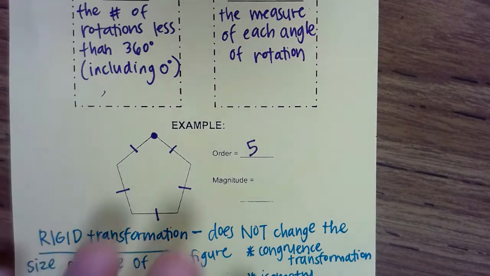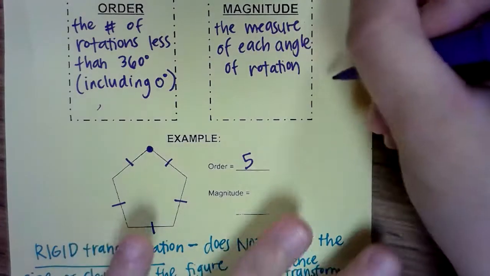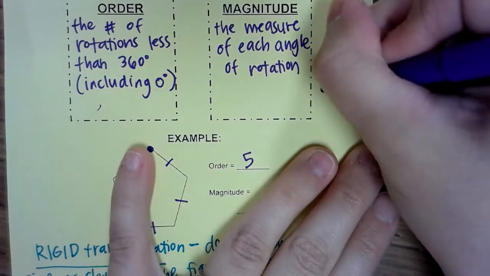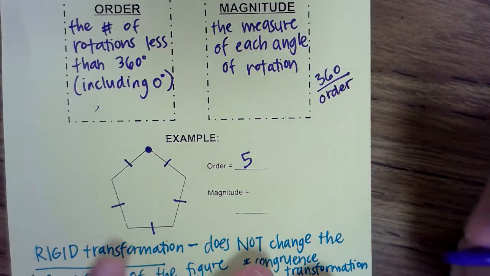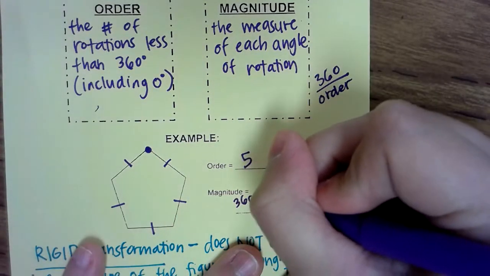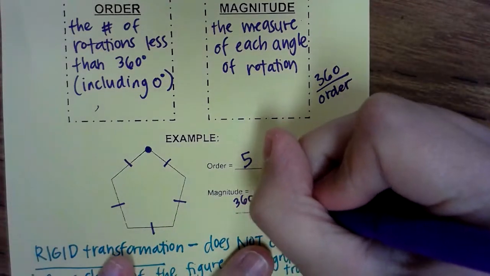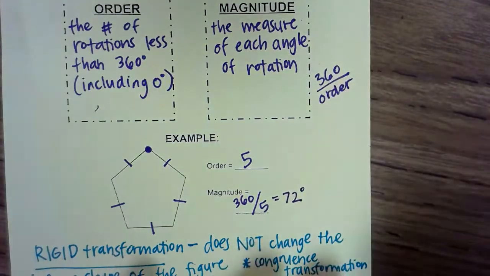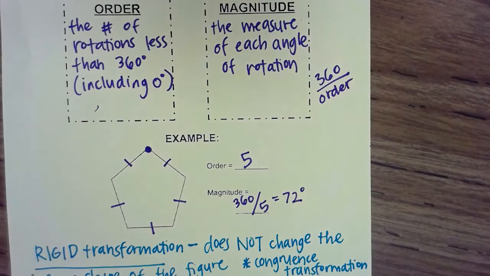And then the magnitude, it says, is the measure of each angle of rotation. To find the magnitude, you're just going to do 360 divided by whatever your order is. So, for example, on this problem, you would do 360 divided by 5, which I believe is 72, but let me make sure. Yep, 72. So the magnitude is 72, meaning each time you turn it, you're turning your paper 72 degrees.